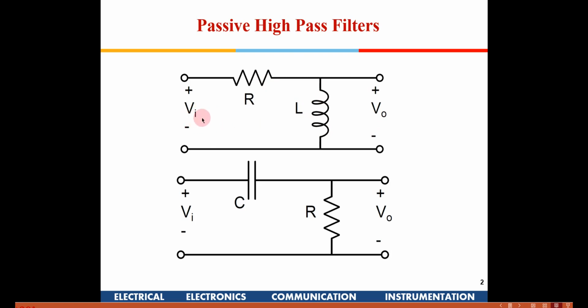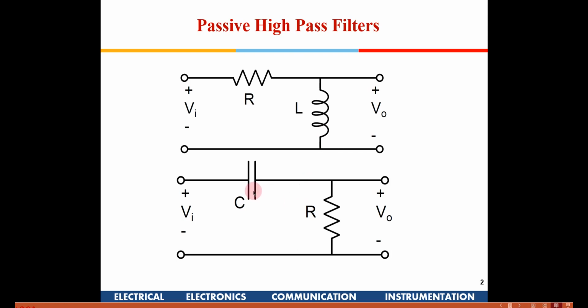But as the frequency increases, at high frequencies, this is going to be much higher than the value of R. Hence the signal whatever is being applied here will be seen at the output. So this is how a high pass filter can be implemented by a simple resistance and an inductor.